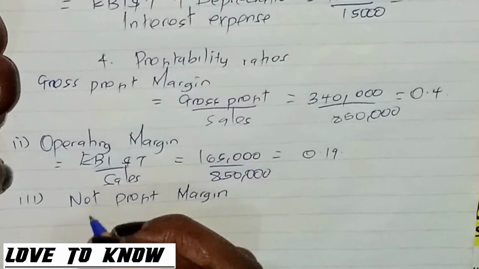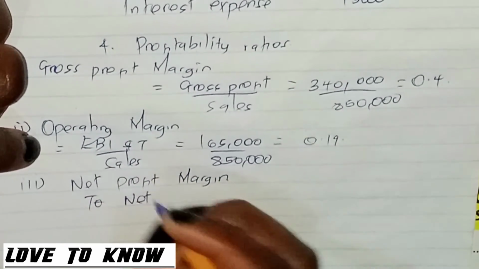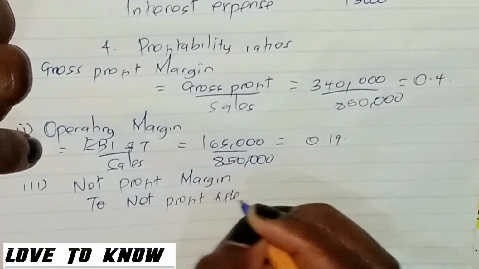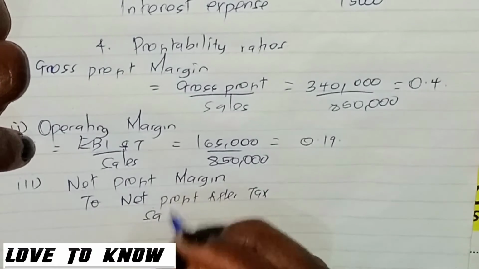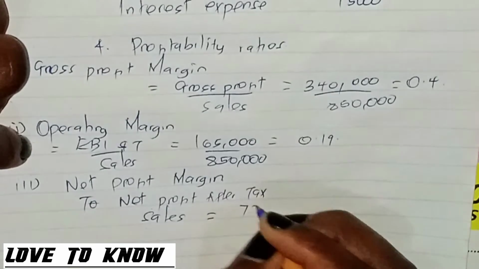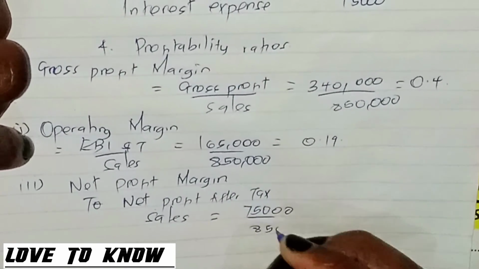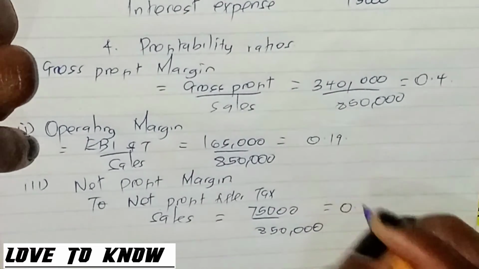The other type of profitability ratio is the net profit margin. It's calculated by dividing the net profit after tax with the sales. This will be 75,000 divided by 850,000. It gives a ratio of 0.09.